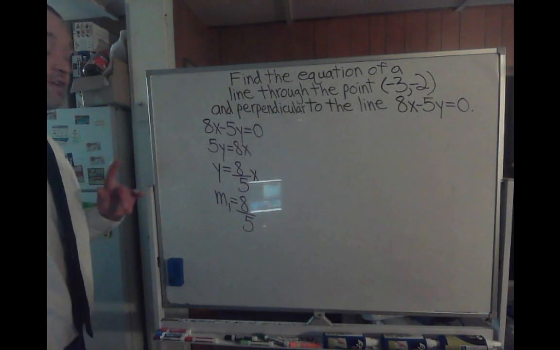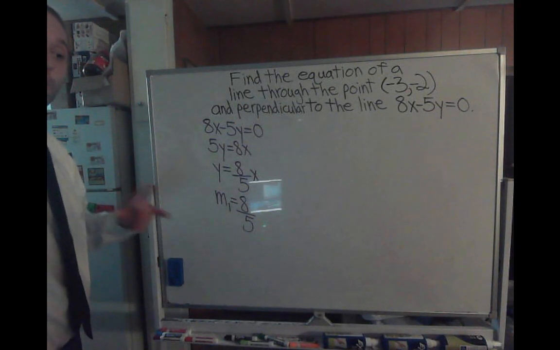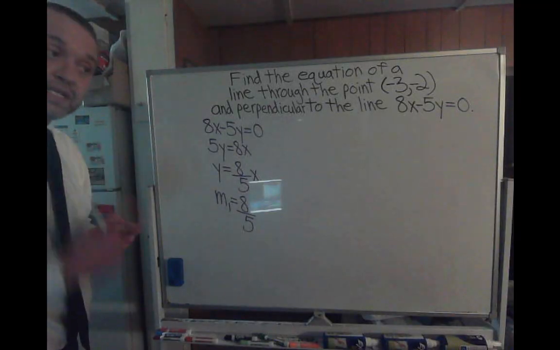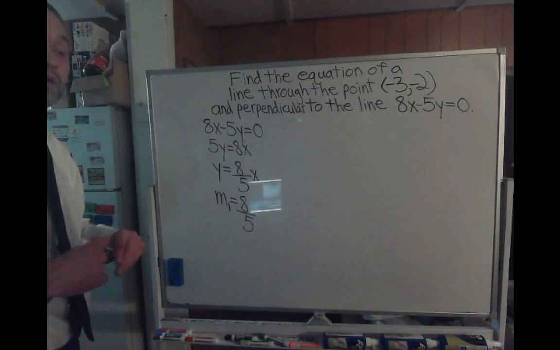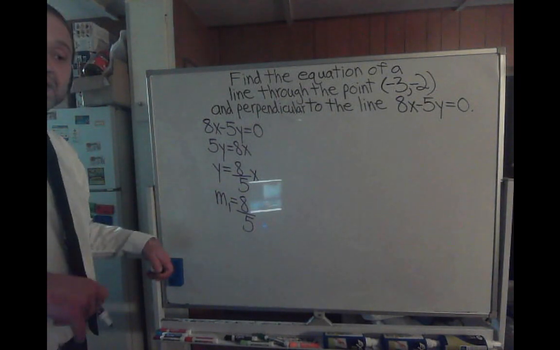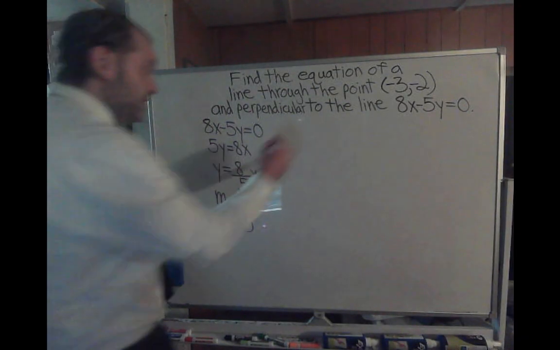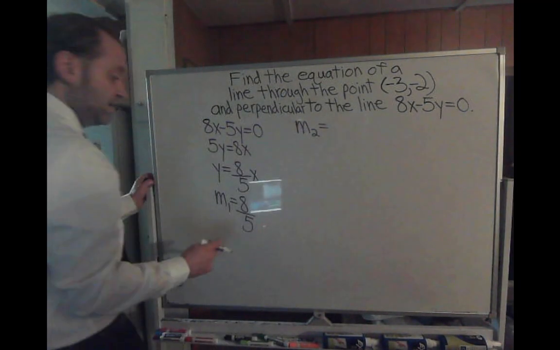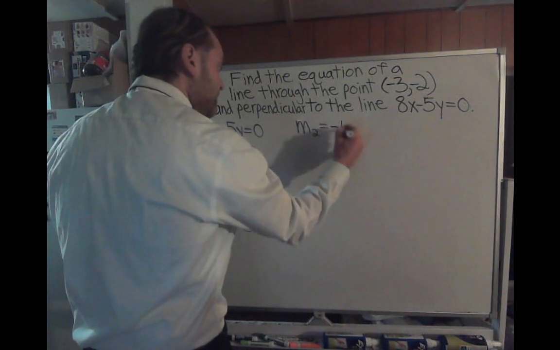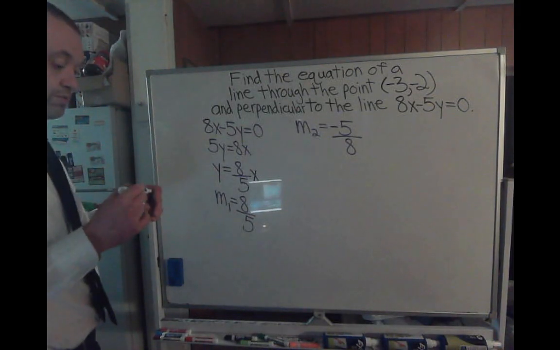Now, if you want to find a line perpendicular to this line, what is true for a perpendicular line with slope? It's the negative reciprocal of the other slope. What is the negative reciprocal of 8/5? That would be negative 5/8. So that means the slope of the line you're trying to find would in fact be negative 5/8, since you want the negative reciprocal of the first slope.